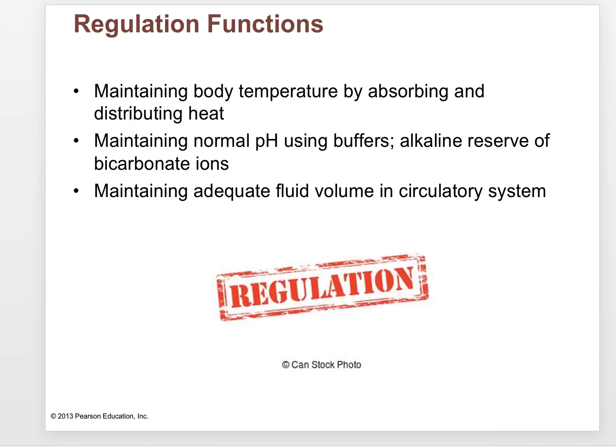Blood is used for regulation. It regulates body temperature by absorbing heat and distributing heat. It regulates normal pH using acid-base buffers throughout the body system. It maintains adequate fluid volume in the circulatory system.